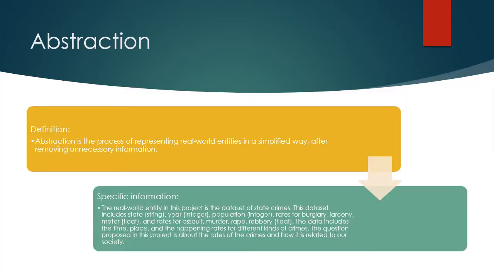First of all, let's look at the abstraction. The definition of abstraction is a process of representing real-world entities in a simplified way, after removing unnecessary information. In this project, the real-world entity is a data set for state crimes. The data includes the time, place, and the happening rates for different kinds of crimes. With the data provided, we'll be able to use Python to analyze and find the relationship between the data. And the question proposed in this project is about the relationship between the rate of crimes and how it is related to our society.